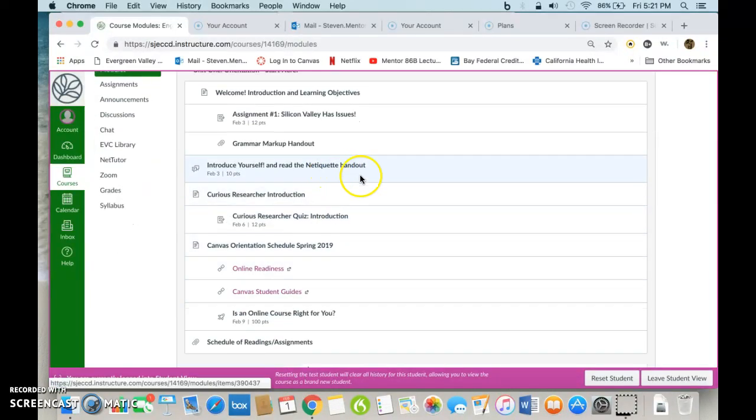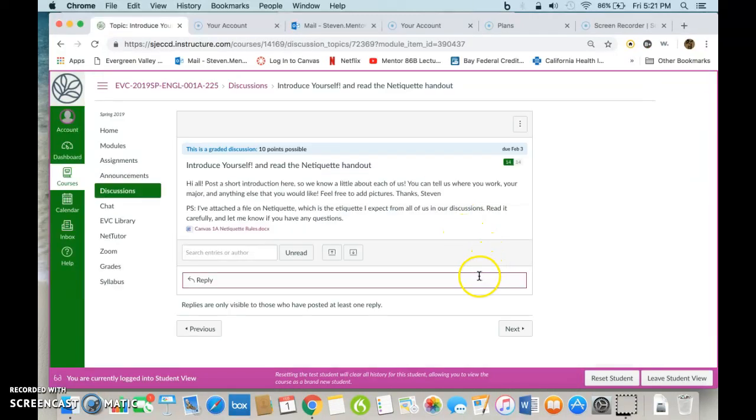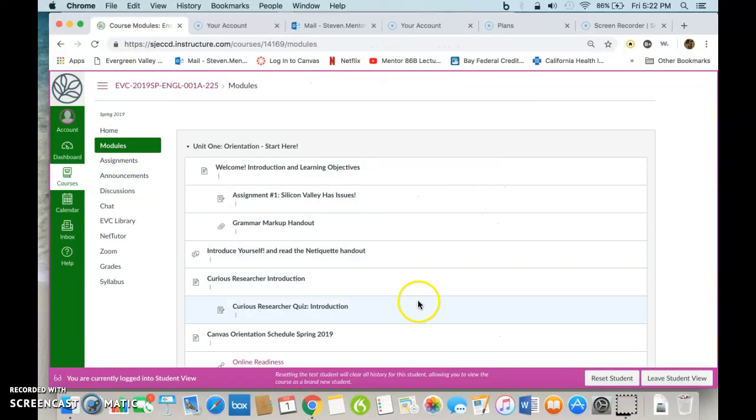This is a little bit about netiquette and introducing yourself. So we have some rules on how to be polite online, and then I'd like everybody to take a look at this. Would you like to upload a picture of you or your dog or your cat and a little bit about you, and then post it. So you would write in this reply piece, and then you would click post. We'll go back to modules.